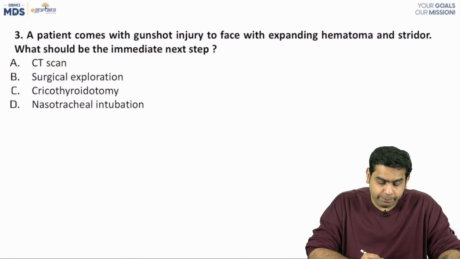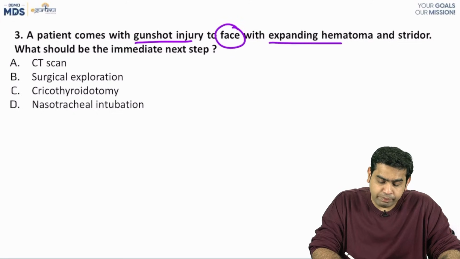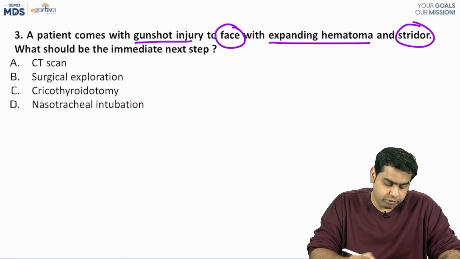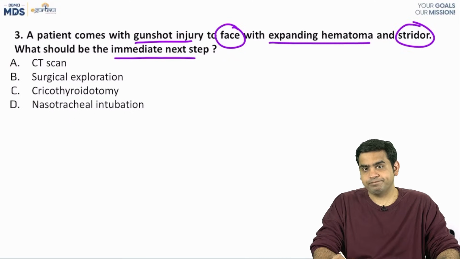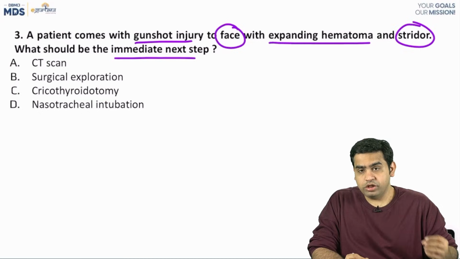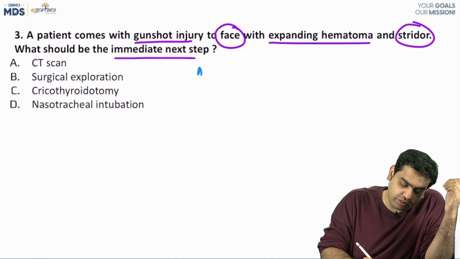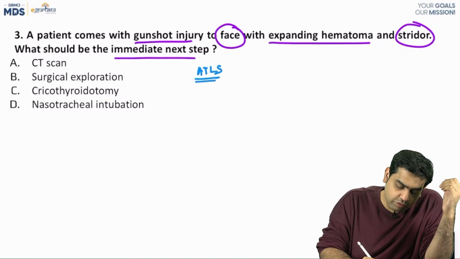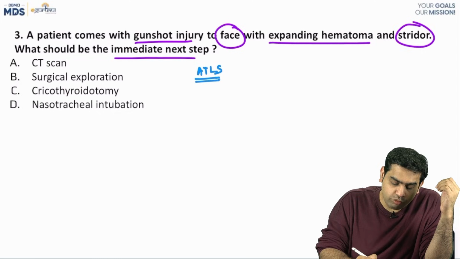Okay. Now, a patient comes with a gunshot injury to the face with an expanding hematoma and a stridor. What should be the immediate next step? Okay. So, what you need to understand is, this is basically trying to test the basics of your ATLS. In the ATLS, first you need to control the external hemorrhage.